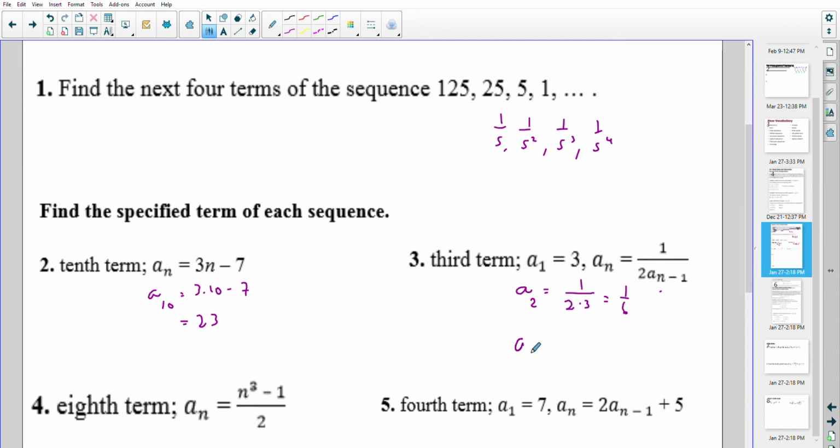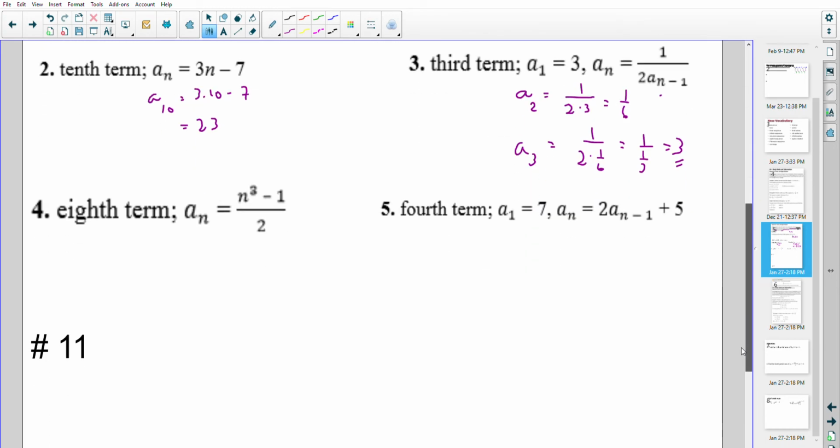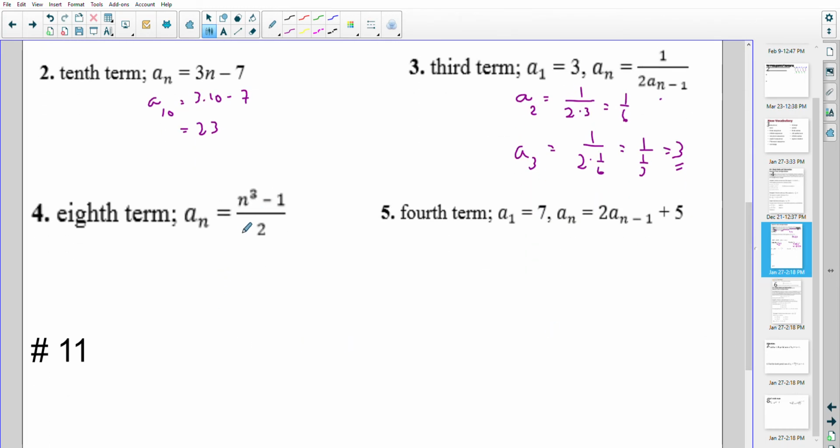And now to get the third term, it's 1 over 2 times the previous term, which is 1/6. And that's going to equal 1 over 1/3, or 3. More examples. 8th term, substituting 8 in for n would get you that answer. And 4th term, again, you're looking at a sub 2 and plugging in the previous term.